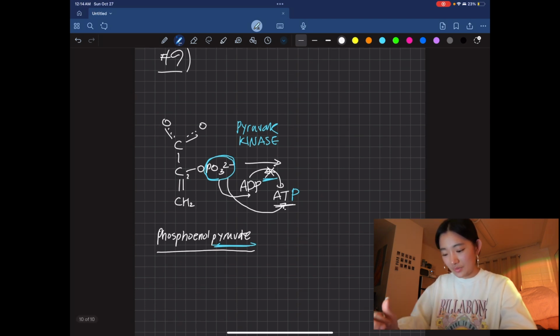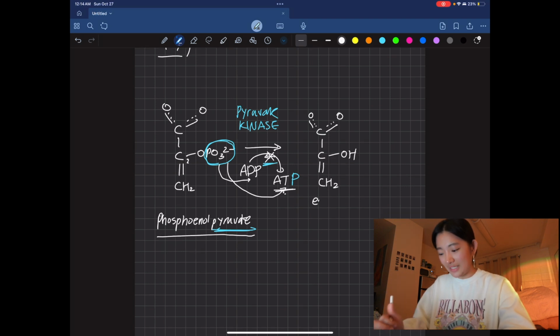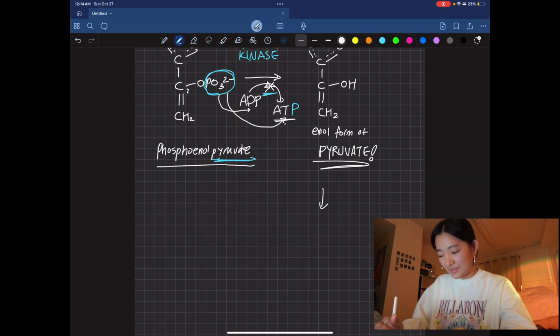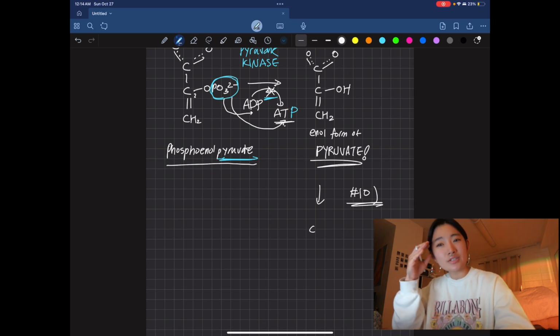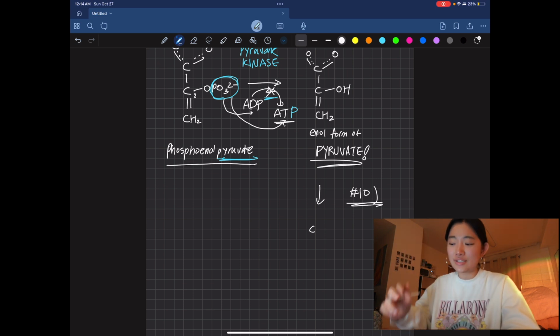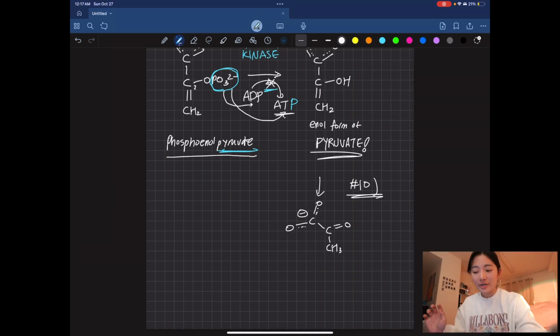Good? Which gives us the enol form of our final product. And then this is reaction number 10. This is just going to tautomerize. How do you say that? Tautomerize into pyruvate. Alright, my camera battery died as soon as I said pyruvate, which was really satisfying.